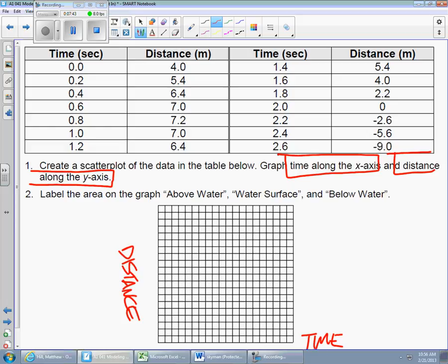Okay. Now it says to create a scatter plot of the data on the table below. And on number 2, I think number 2 should have been part of number 1, but they chose to separate it for some reason. Label the area on the graph above water, water surface, and below water. Well, that has to do with the height, how far he is above or below the surface of the water. So what I think we'd probably be best served doing is coming across about the center of the graph and saying that that is the water surface.